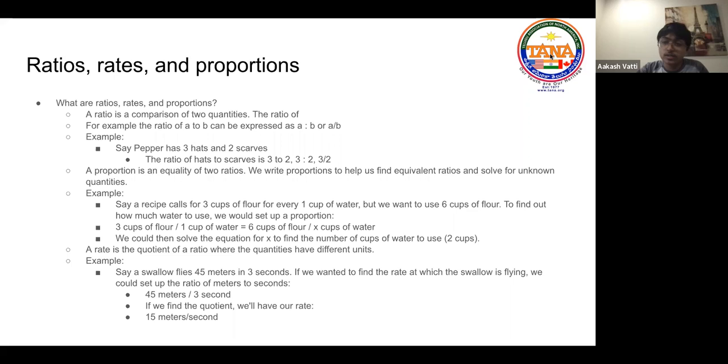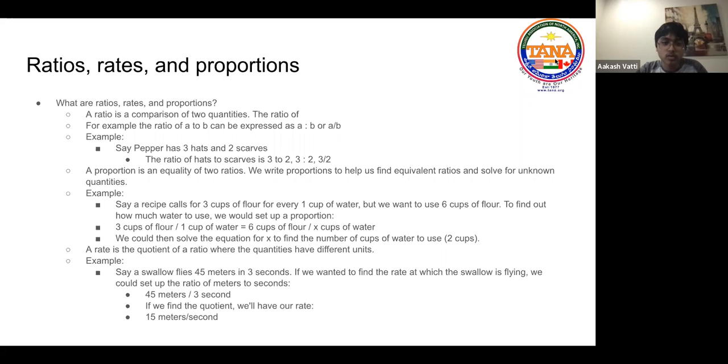So for example, say you have a recipe that asks for 3 cups of flour for every cup of water, but we want to use 6 cups of flour. To find out how much water we want to use, we would set up a proportion. 3 cups of flour over 1 cup of water is equivalent to 6 cups of flour over an X amount of water. Then we would solve the equation for X to find the number of cups of water to use. In this case, that would be 2.